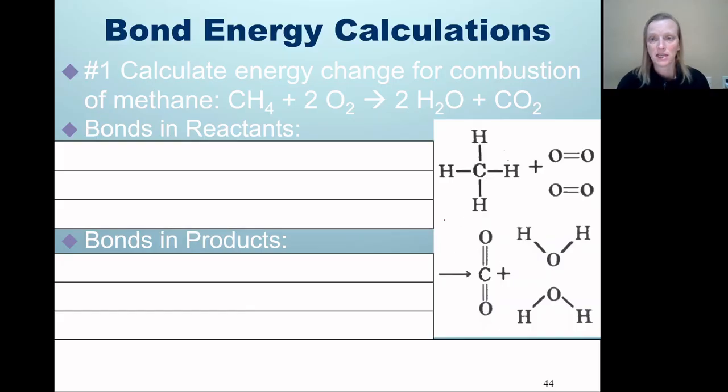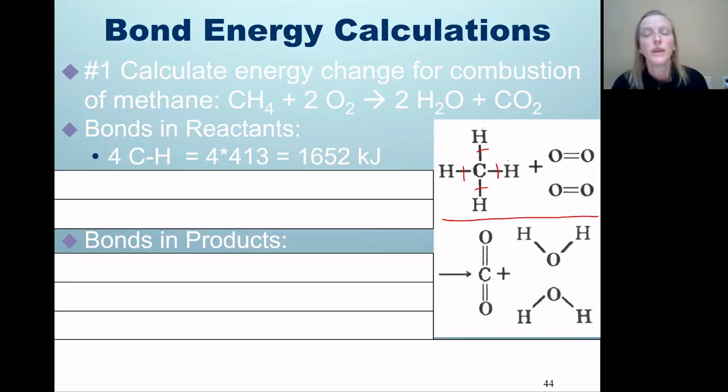So on the reactant side, everything above the line, I have 1, 2, 3, 4 carbon-hydrogen bonds. And if I look up the data table that I showed you on the previous slide, 1 carbon-hydrogen bond has a bond energy of 413 kilojoules per mole. So I need to take that 413 and multiply by the 4 carbon-hydrogen bonds that I see here. And that total is 1,652 kilojoules per mole.